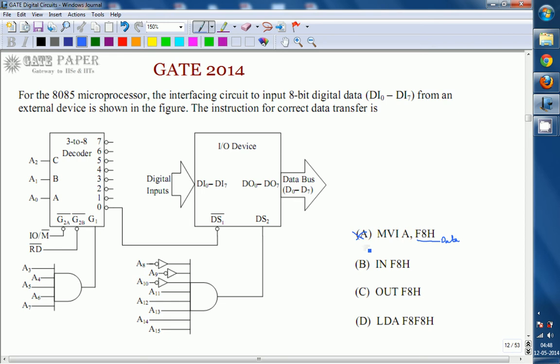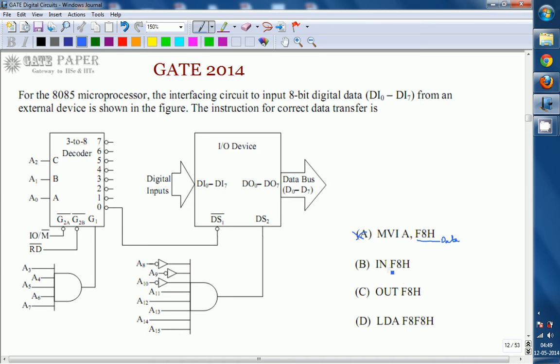Move immediate loads the 8-bit data into the accumulator, but here we are interested in the external device, which is going to have some address. So this instruction is not right. Next, OUT F8H: this instruction writes or copies the data byte from the accumulator to an output port specified at the F8 address.